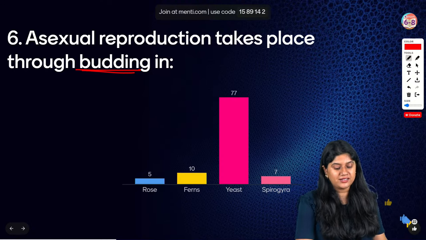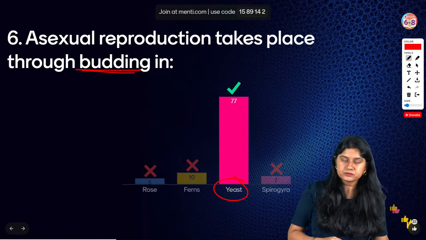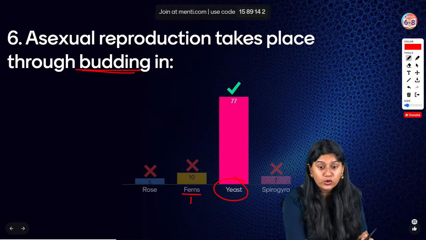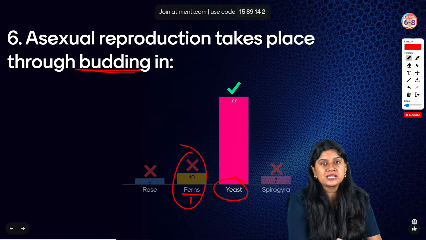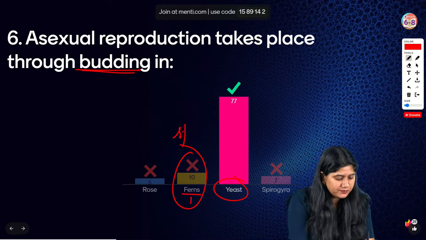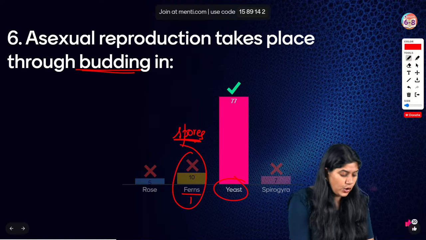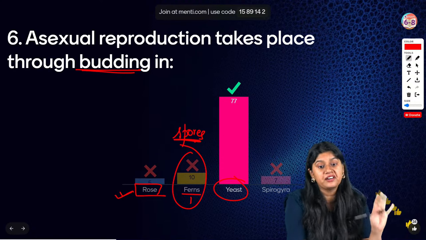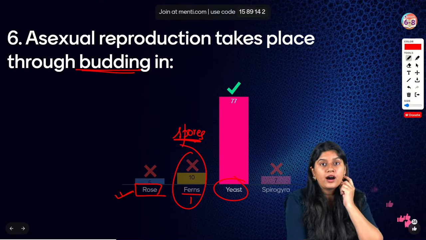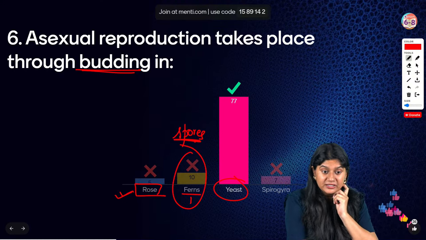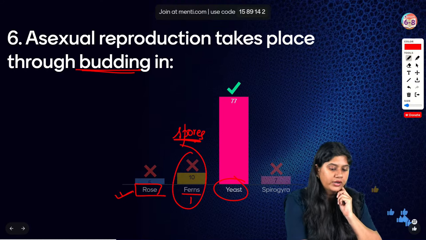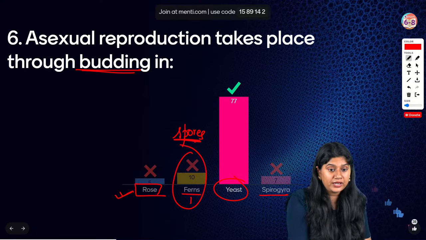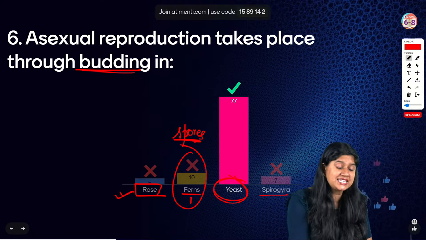Very good everyone. The correct answer is option C, yeast. Ferns reproduce by spores, as in our last question. Rose, of course, has flowers, so we don't have asexual reproduction here. Of course, there are some methods, like grafting, where there's involvement of humans. Spirogyra reproduces by fragmentation. The correct answer is yeast.